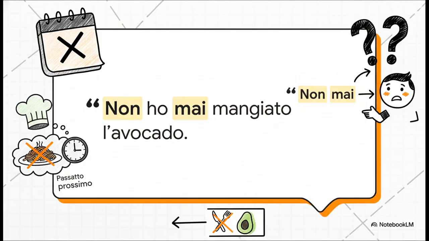Here's another great example with mai, which means never. Now, there are two things to notice here. First, it follows the exact same placement rule. You see it right there between ho and mangiato. But second, and this is important, in Italian, mai needs that negative word non at the beginning of the sentence. So it's a kind of double negative. Non ho mai, which is how you say I have never.